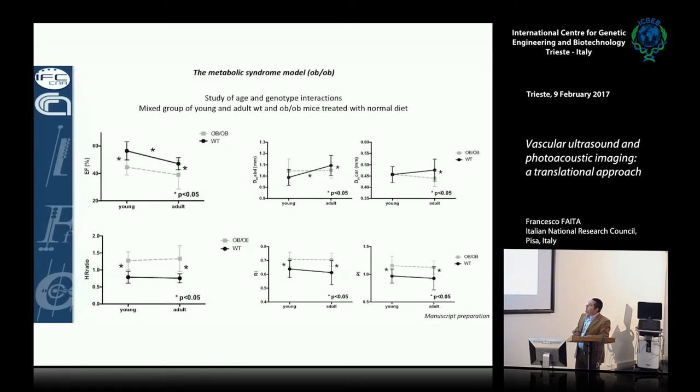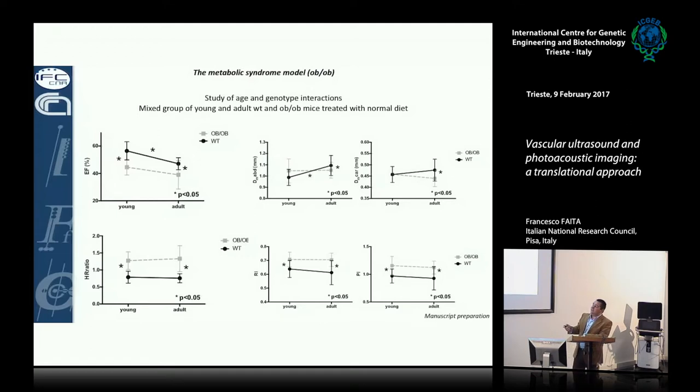Okay, moving to pathophysiological models, I'll show some results using our biomarkers. The first model is the metabolic syndrome model with obese mice. We use a mixed group of young and adult wild type and obese mice with normal diet. And with this study, we want to study the interactions between age and genotype.